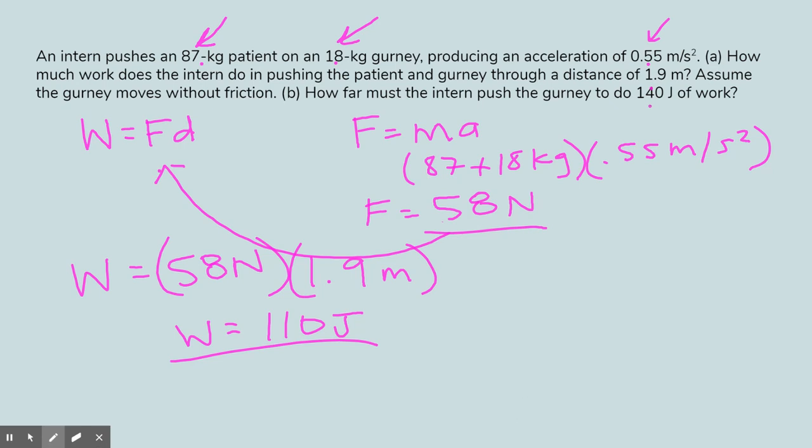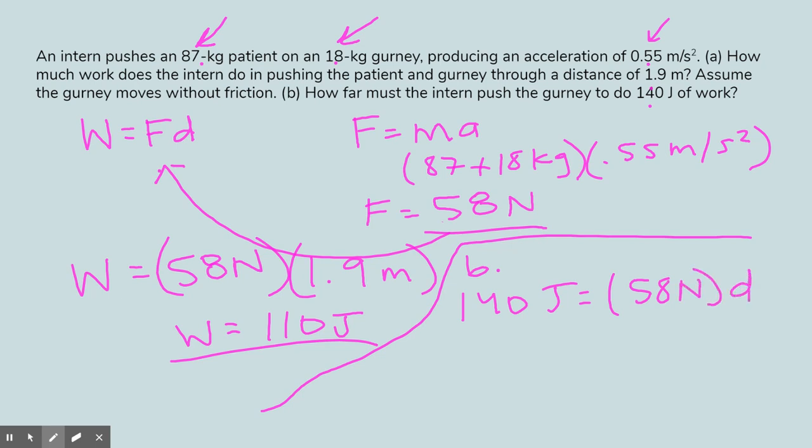Okay, so for part B, that was part A. I'll just draw a little line here. Here's part B. How far must the intern push the gurney to do 140 joules of work? Well, now that we have calculated the force, this will be pretty easy. We're just going to plug everything in, which is 140 joules equals the force, which is 58 newtons multiplied by the distance. And you should find that the distance is 2.4 meters. So that's parts A and B.